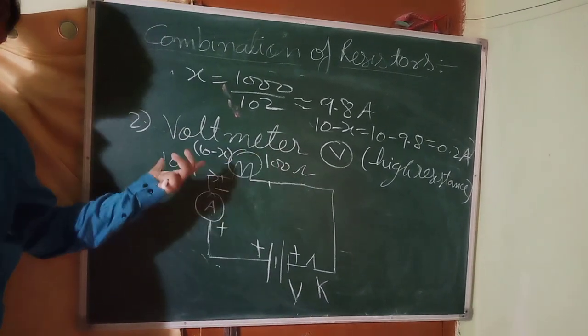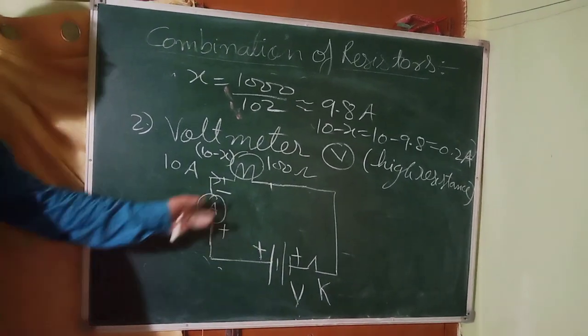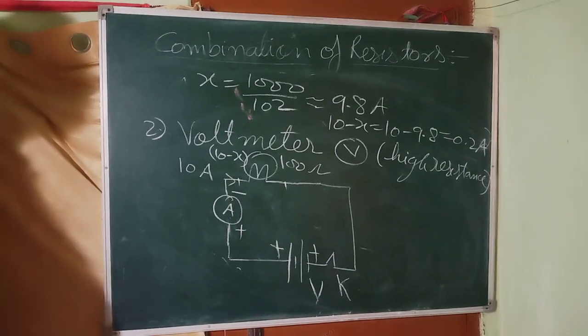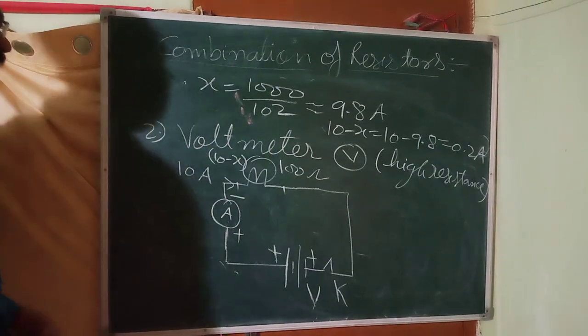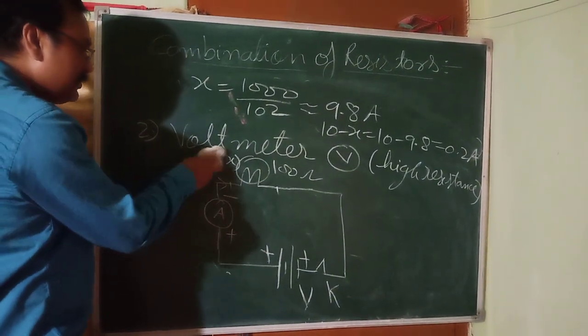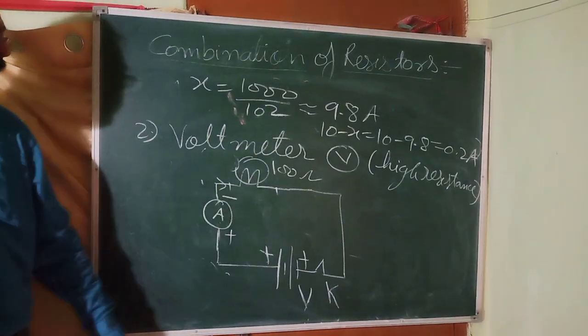Instead of 100, it will become 102. That's not a big change. So that's why ammeters are always connected in series. Now next, what about the voltmeters? You know, a voltmeter is a high resistance device. And if you connect this high resistance device in series, then what will happen?